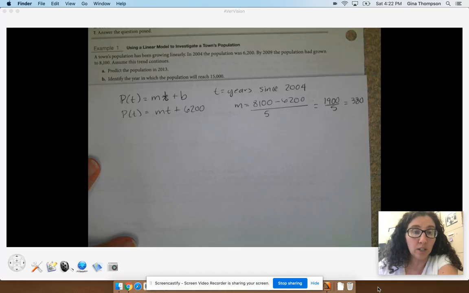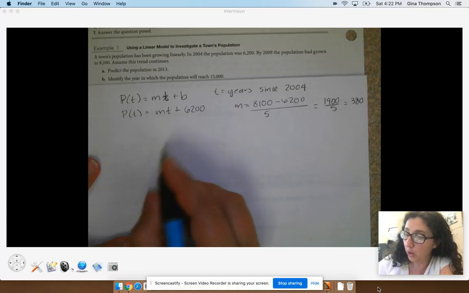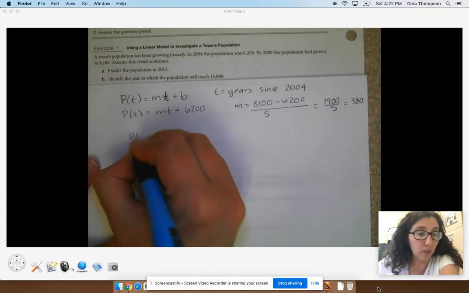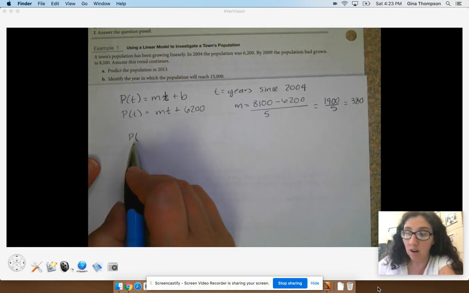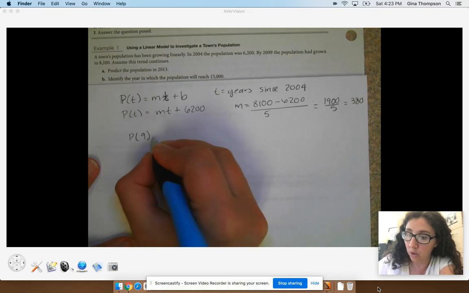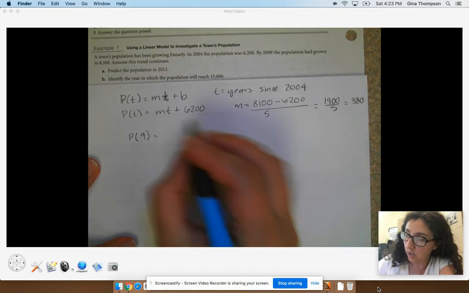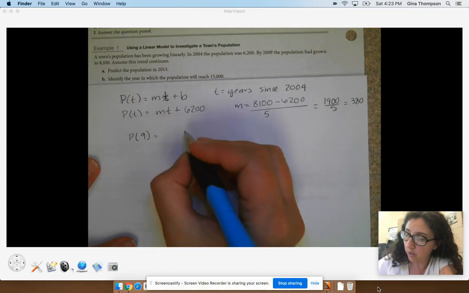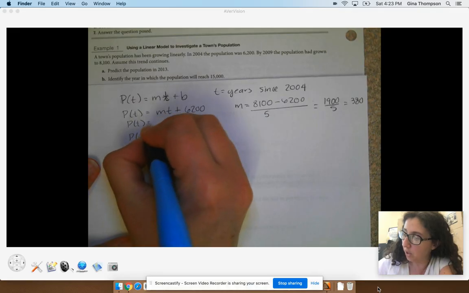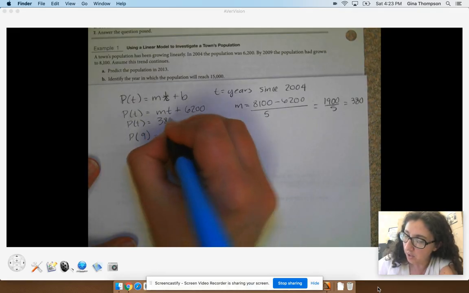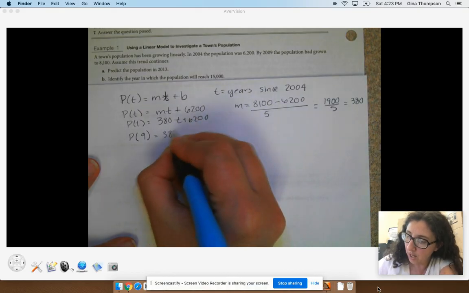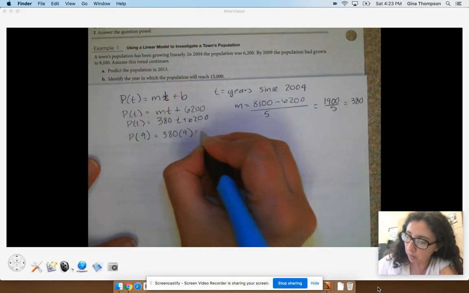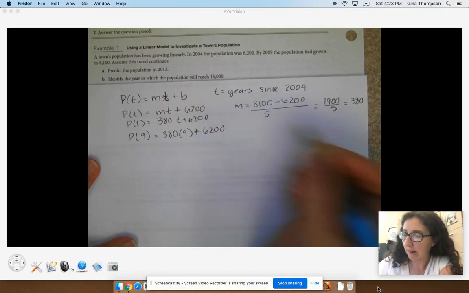So now they want us to predict the population in 2013. All right, so using our model to predict things, let's see, our time in 2013, that's 9 years after 2004. So it's going to be, well, I guess we never wrote our real model. P of t is going to be 380 times t plus 6,200. So 380 times 9, plus 6,200.